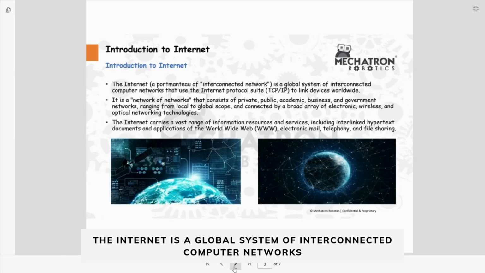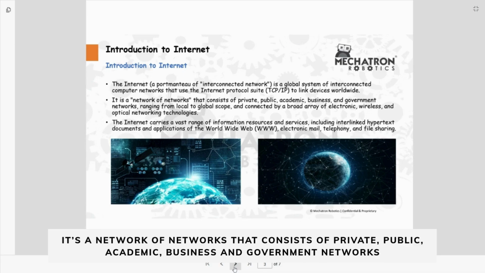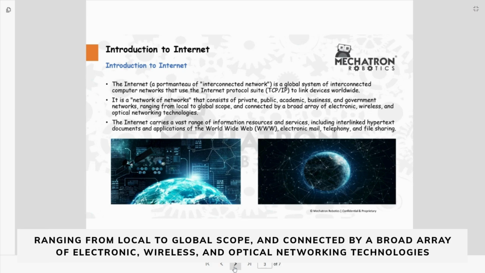So internet is nothing but a global system of interconnected computer networks that use an internet protocol suite like TCP/IP to link the devices worldwide. It's a network of networks that consists of private, public, academic, business, and government networks ranging from local to global scope. And they are connected by a broad array of electronic, wireless, and optical networking technologies.